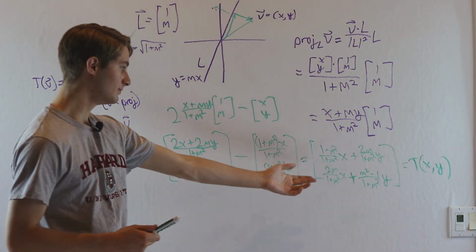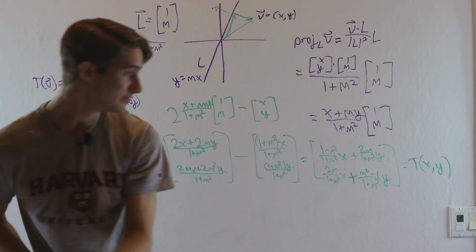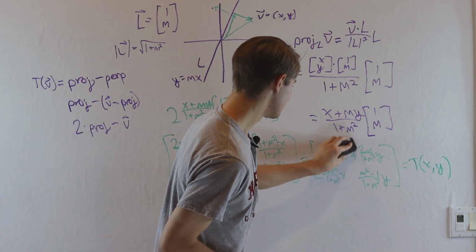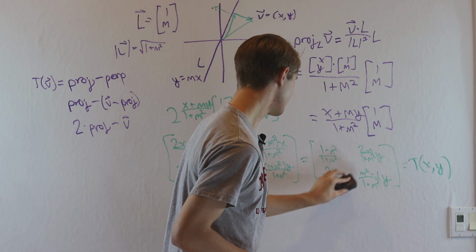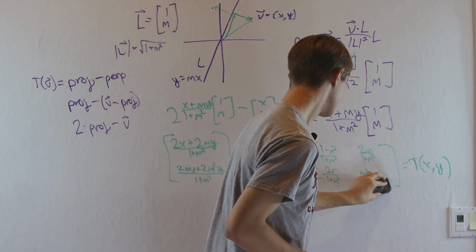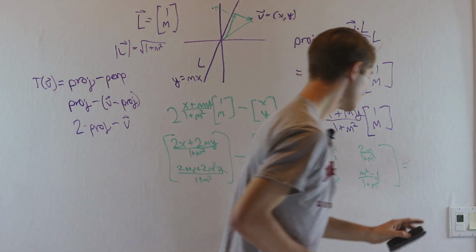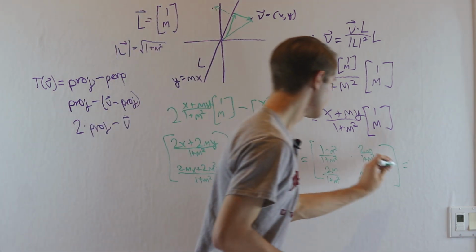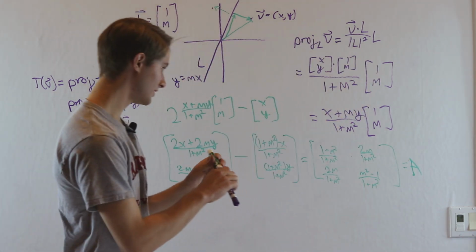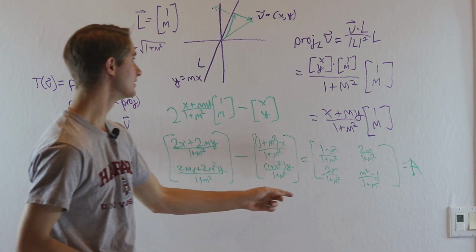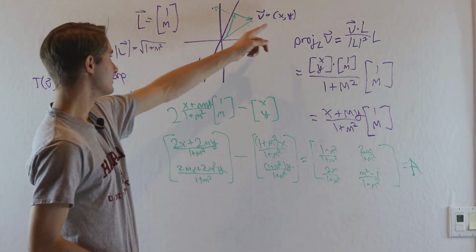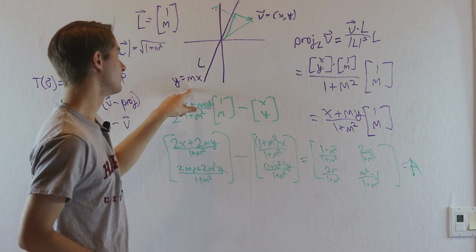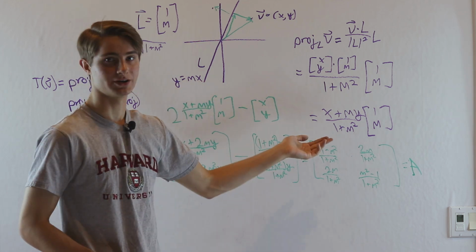And if we want to write this as a matrix, then all we would have to do is take out these pluses and these x's and y's just like this. So right here, this is our matrix A, corresponding to the linear transformation of reflecting some point (x, y) across the line y equals mx using our projections.